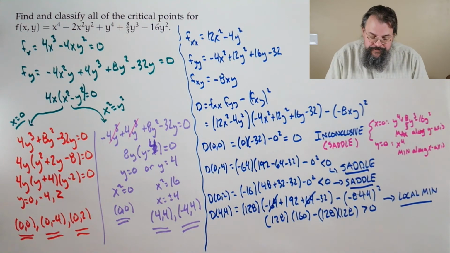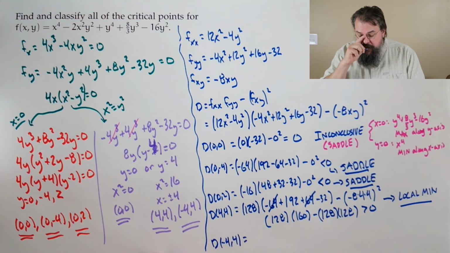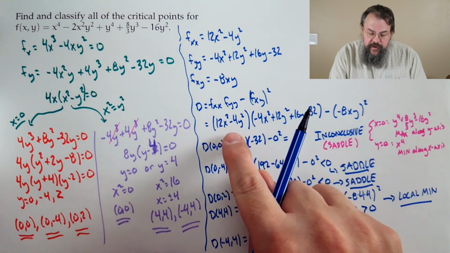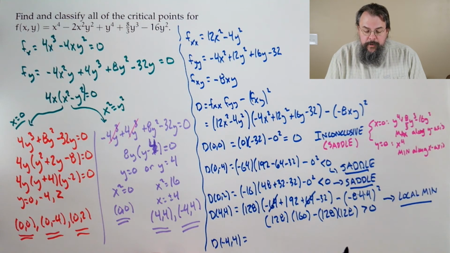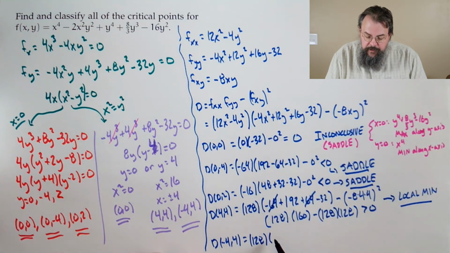One more to go. When we plug in negative 4, comma 4, okay, what will happen? Well, we're still going to get the same kind of thing going on here. 12 times 16 minus 4 times 16. And we worked that out. Still 128. Nothing happens on that term. And here, the first two terms are still the same, because the squaring is going to get rid of pretty much everything. Negative 64 plus 192.